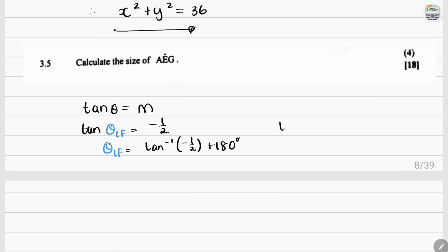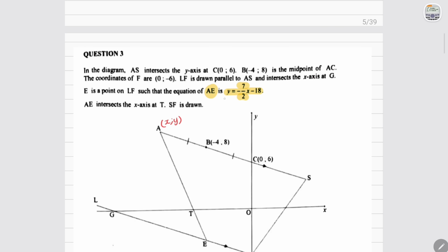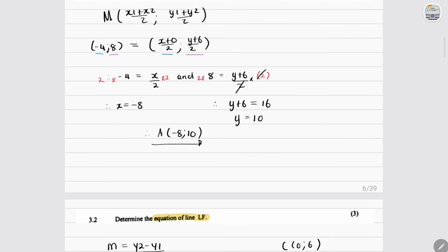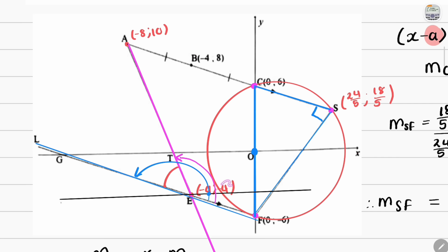Then to find the second one, we say tan theta of line AE, and we need the gradient of line AE. That's a line that they already gave us the equation of. We know that the gradient is negative 7 over 2. Again, do you see that in your diagram? For this line AE, the angle you're trying to find is this angle from the x-axis all the way to the line. This serves as our x-axis right now. Do you see that this is an obtuse angle, an angle greater than 90 degrees?